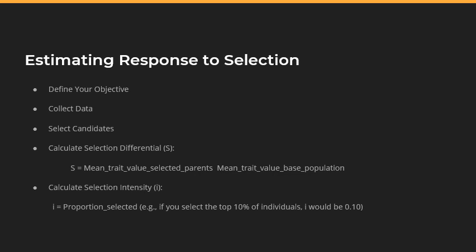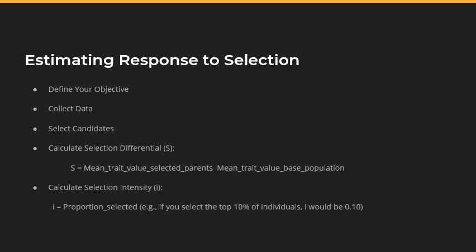After this, we'd have to calculate the selection differential. Calculate the difference between the mean trait value of the selected parents and the mean trait value of the entire base population. The selection differential S represents how much better the selected parents are in terms of the trait of interest compared to the base population.